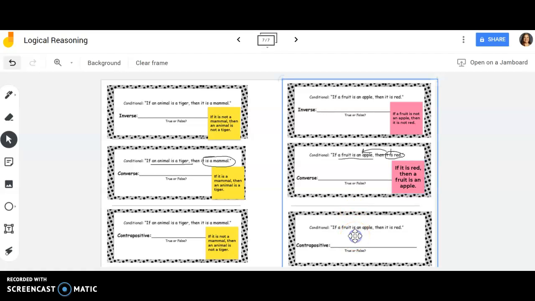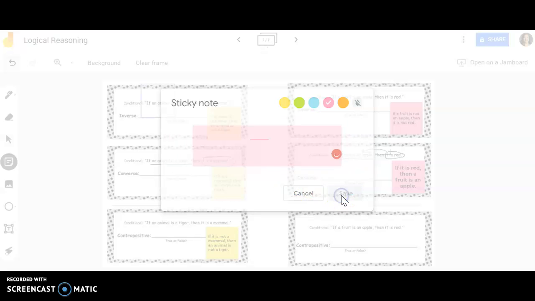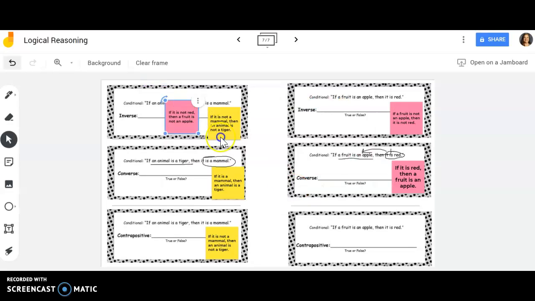Okay, and the last one, they switch and negate. So if it is not red, then a fruit is not an apple. So we switch it and negate it. Okay, and these are our statements and the rest of our examples. Now it's time for you to practice.